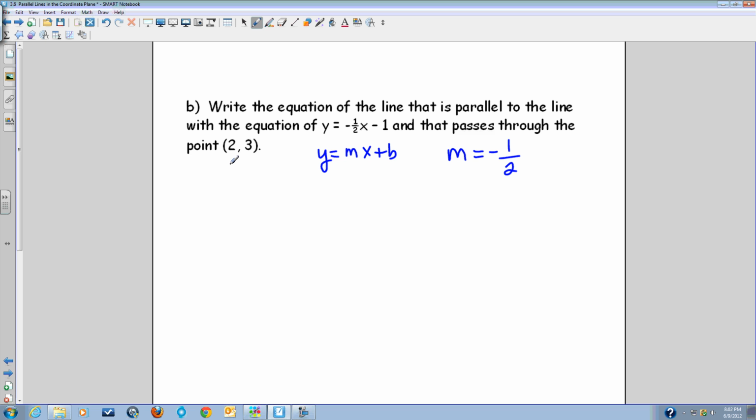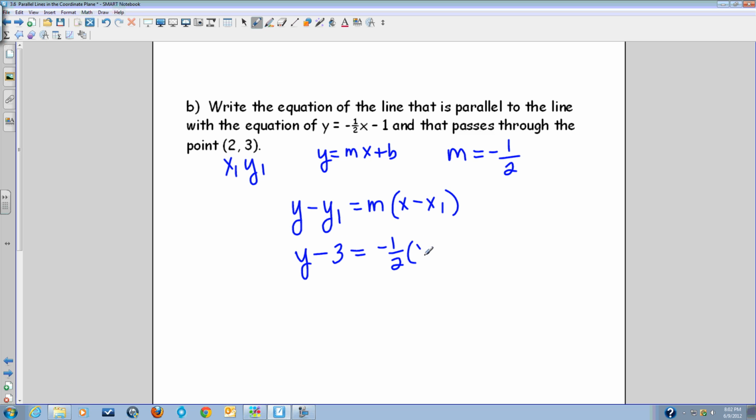We would also like our new line to pass through the point (2, 3). So we'll label that point x1, y1. Now, as you recall, just like we did in the previous problem, we're going to use our point-slope form. y minus y1 equals m times x minus x1. And we're just going to plug our values in. So we have y minus y1, which is 3, equals negative 1/2 times x minus 2.